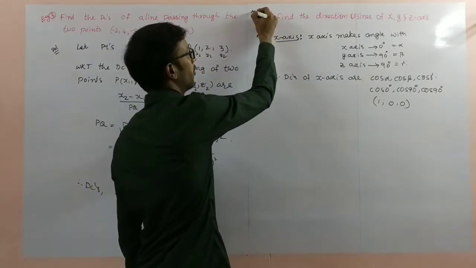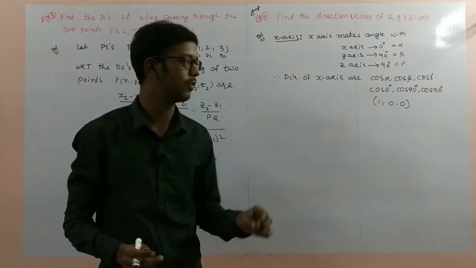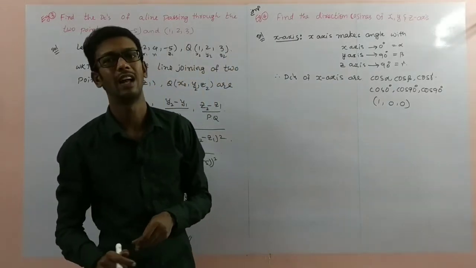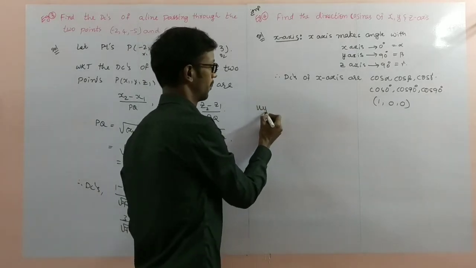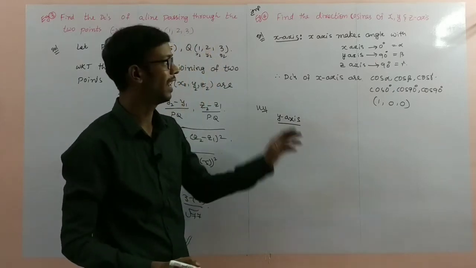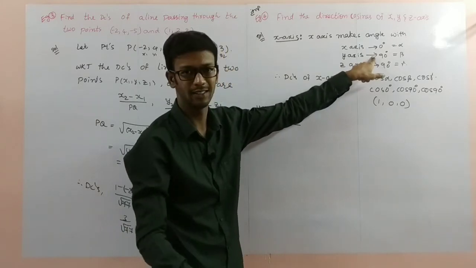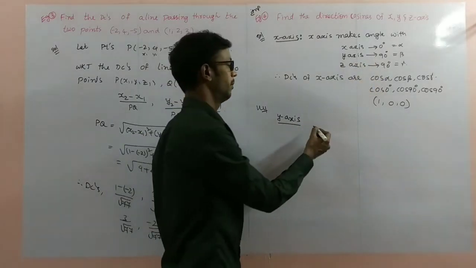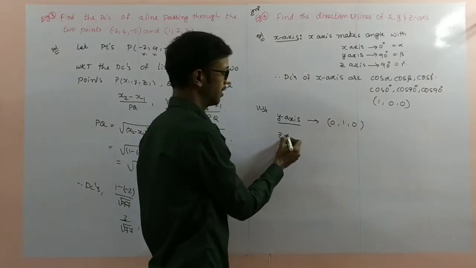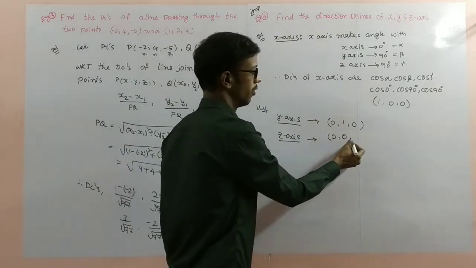This is important for a 1 mark question. They'll ask, write down the direction cosines of the x-axis. No need to write this total, just 1, 0, 0 is the direction cosines of the x-axis. Similarly, for the y-axis, the angle with the x-axis is 90 degrees, y-axis to y-axis is 0, and with the z-axis 90 degrees. So that time you'll get direction cosines 0, 1, 0. For the z-axis, direction cosines 0, 0, 1.